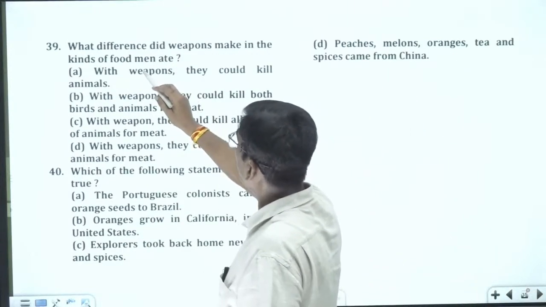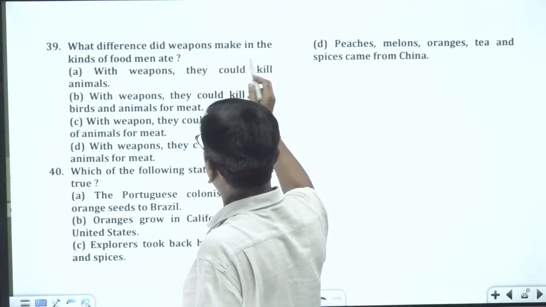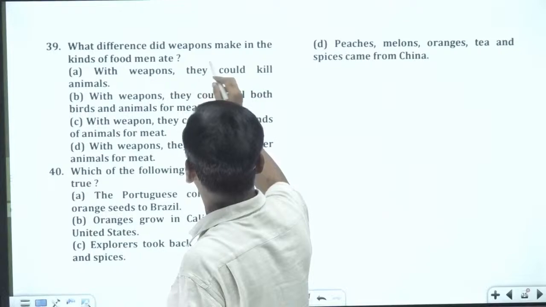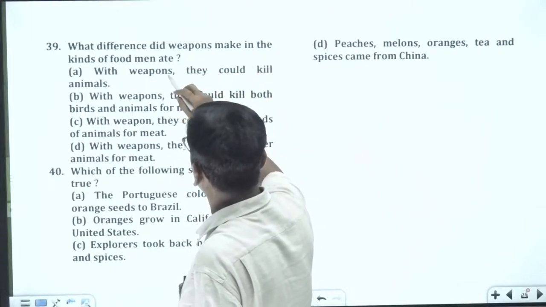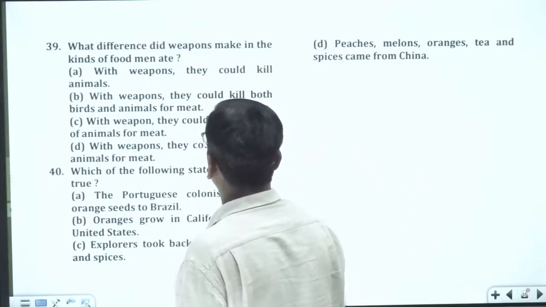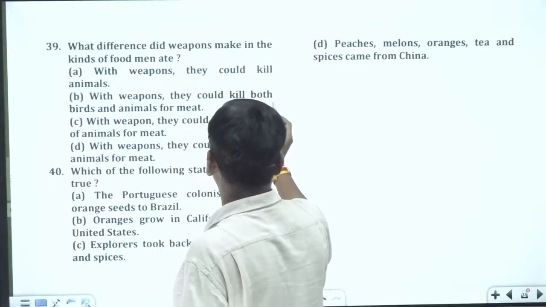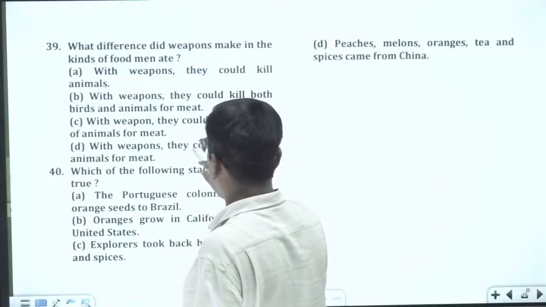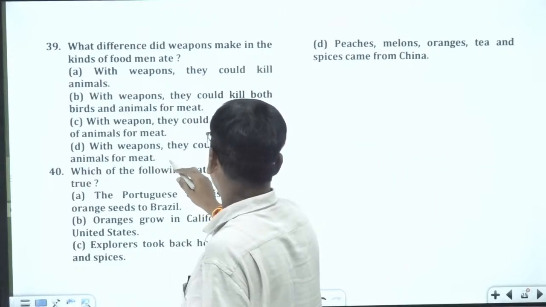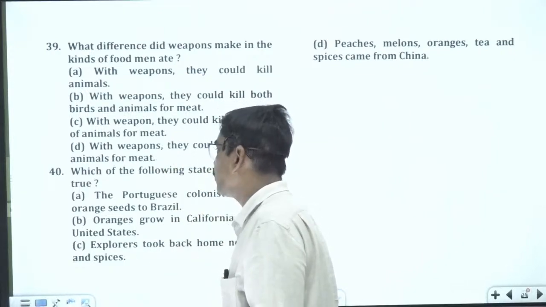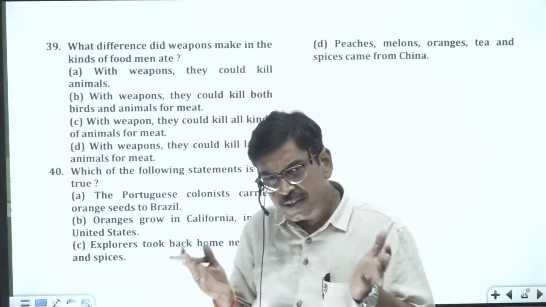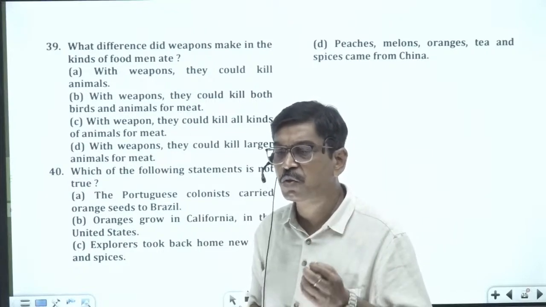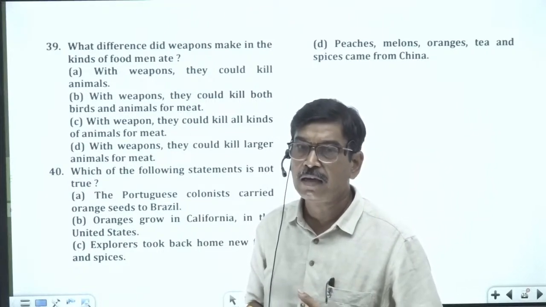Next, what difference did weapons make in the kinds of food men ate? With the weapons they could kill animals, both birds and animals, all kinds of animals for meat, with weapons they could kill larger animals for meat. It's very simple. When you have the weapons, it is easy to kill larger animals for meat.